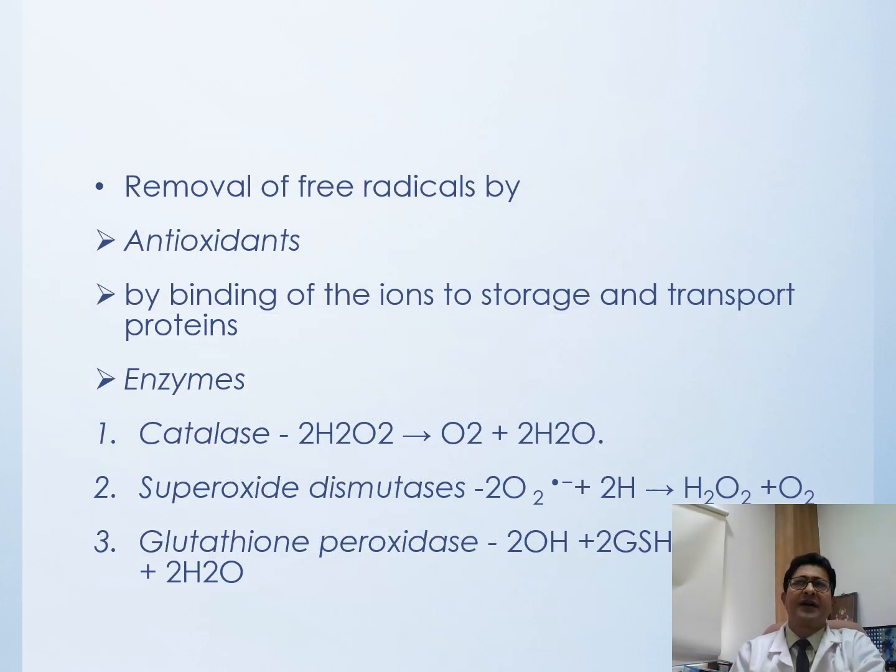So how can these free radicals be removed? They can be removed by the influx of antioxidants. When we say free radicals, they are also called oxidants, and to remove these free radicals we always require antioxidants, and this happens by binding of the ions to the storage and transport proteins, and the enzymes which can be involved are catalase, superoxide dismutases, and glutathione peroxidase.